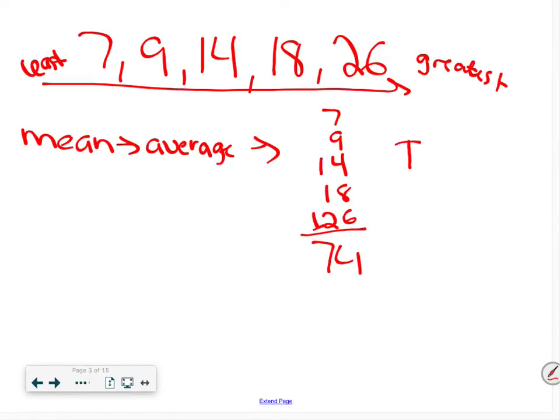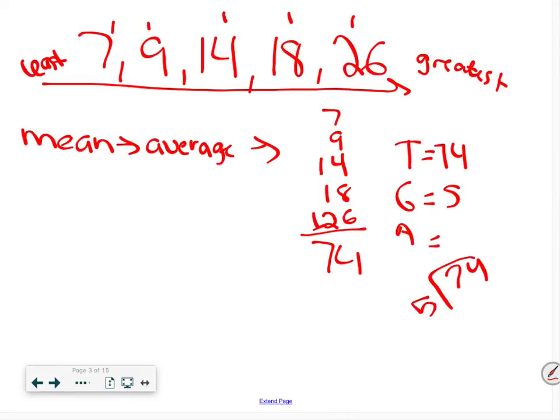74 is my total. My number of groups is how many numbers I have. I have 1, 2, 3, 4, 5 numbers. So to find my average, I have to divide 74 by 5. If I divide that by 5, I'm going to get 14.8 on my calculator. The mean for that would be 14.8.